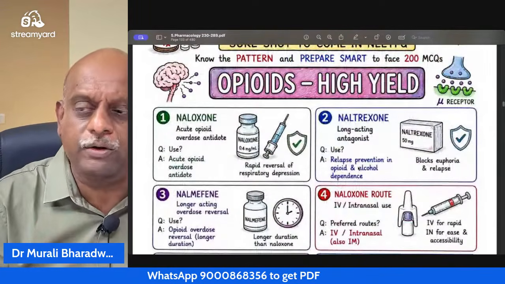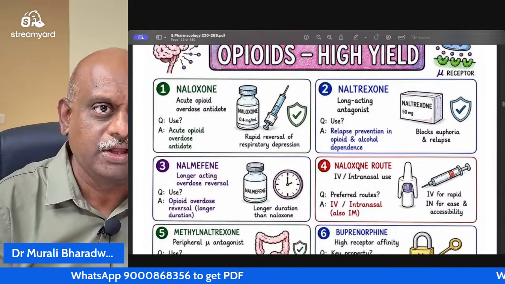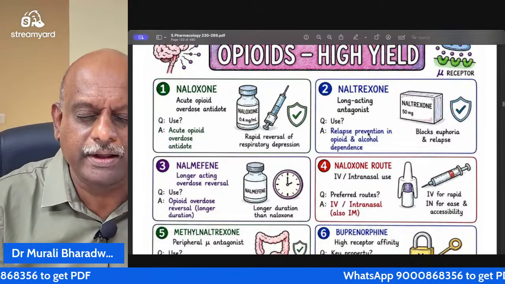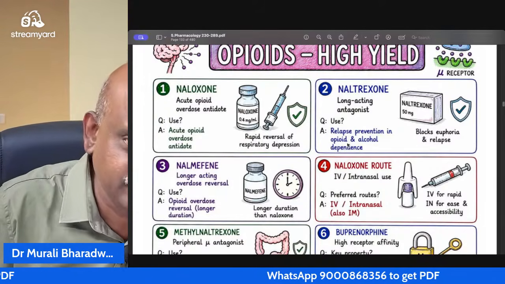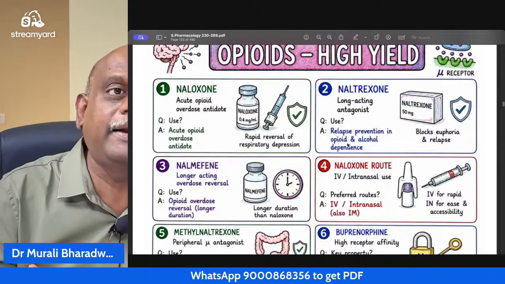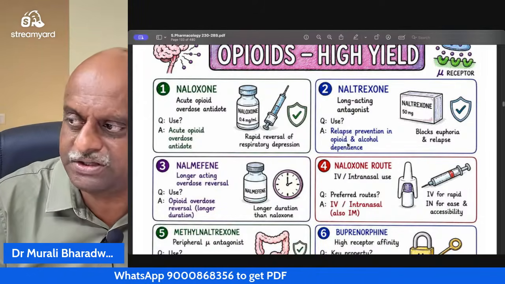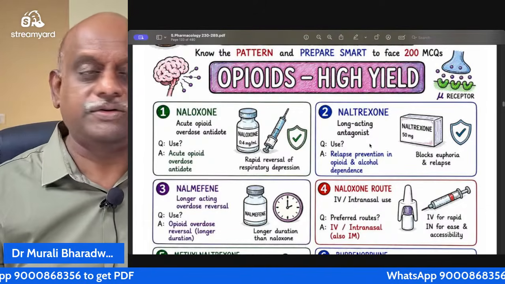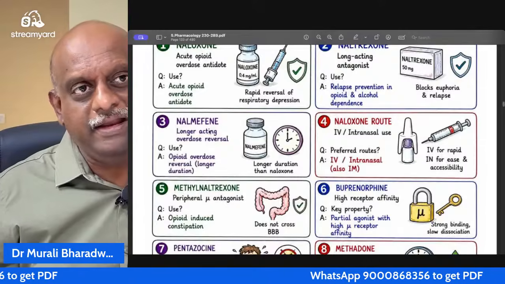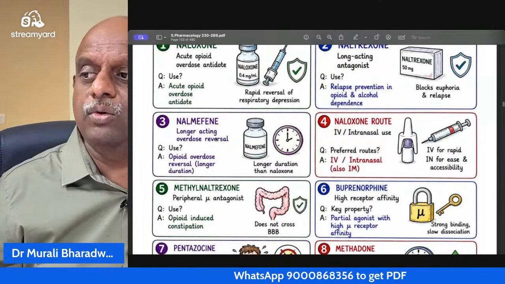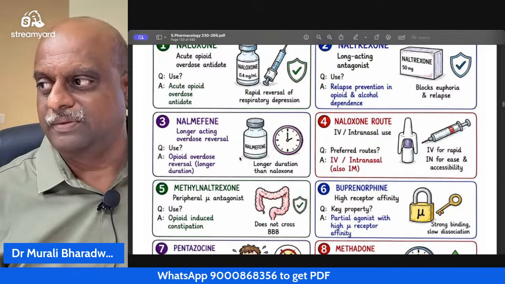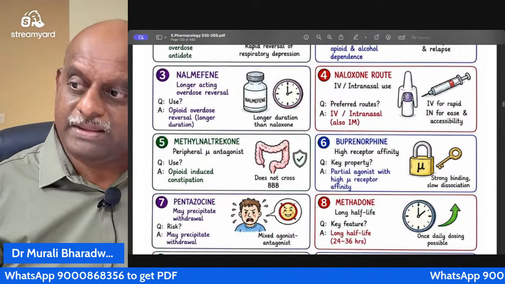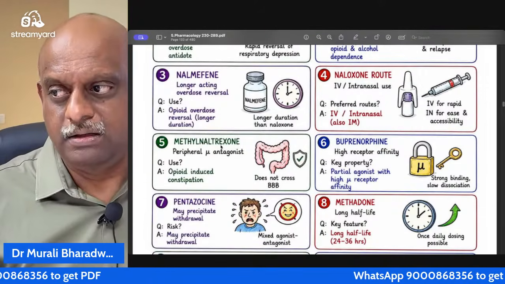Now, acute opioid overdose, we use naloxone. For relapse prevention in opioid dependence, we use naltrexone, which is a long-acting antagonist. Also in alcohol dependence, we use naltrexone. Then nalmefene is a longer-acting overdose reversal. Naloxone is given IV or intranasal. Methylnaltrexone.